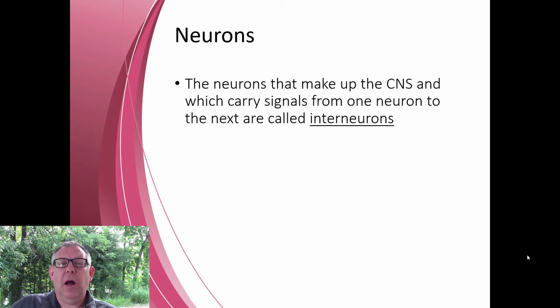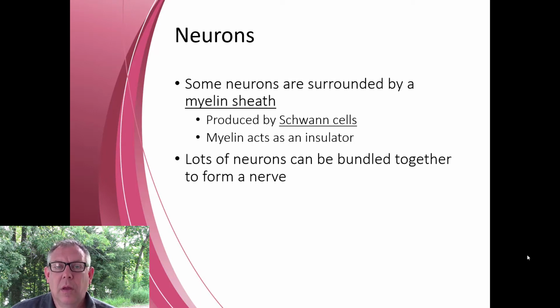Now, the neurons that make up the central nervous system don't really carry a signal from a receptor or carry a signal to an effector. They just carry a signal from one neuron to another. And those are sometimes called interneurons, right? Within neurons or something like that. Just a little vocabulary.